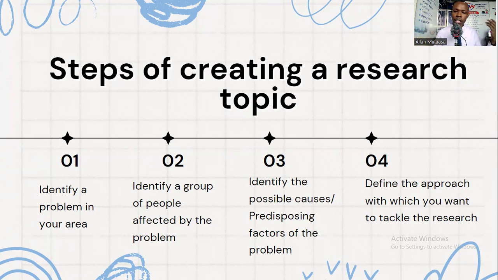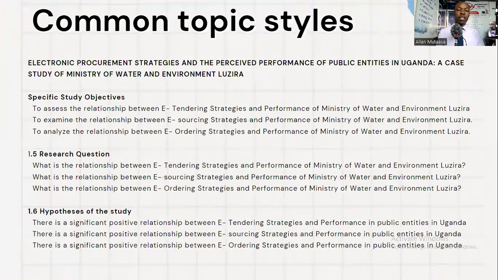So if you say that maybe they're not performing very well because they're not motivated, so that could be a possible cause. And then you define the approach which you want to use to tackle the research. So the approach is what we have been talking about. Are you going to do a qualitative study or quantitative study, an observational study or an interventional study, a descriptive study or an analytical study? So they all come like that.